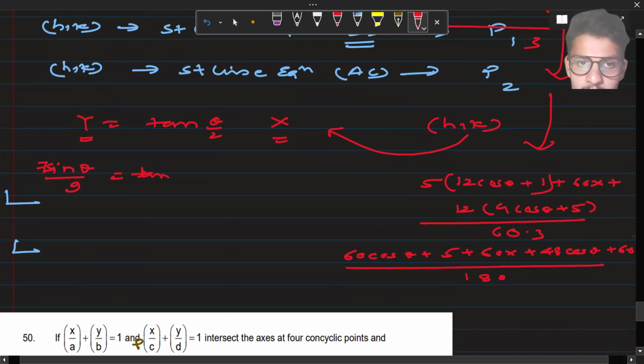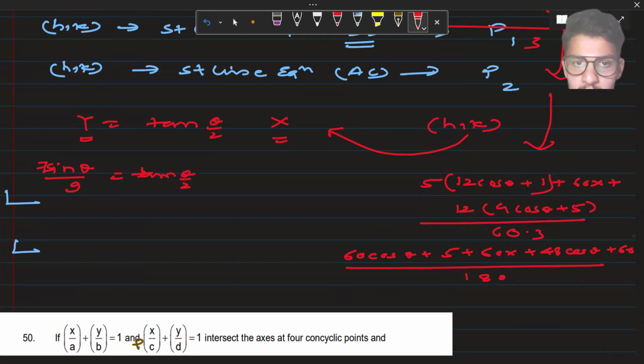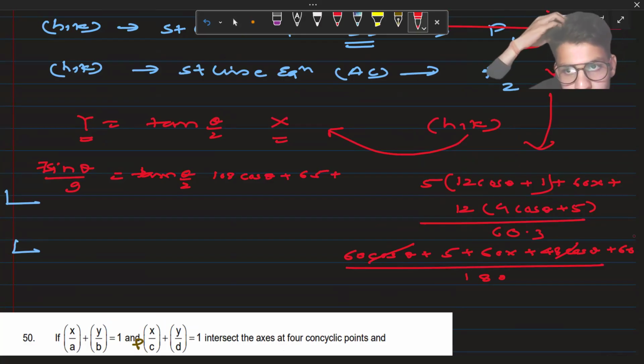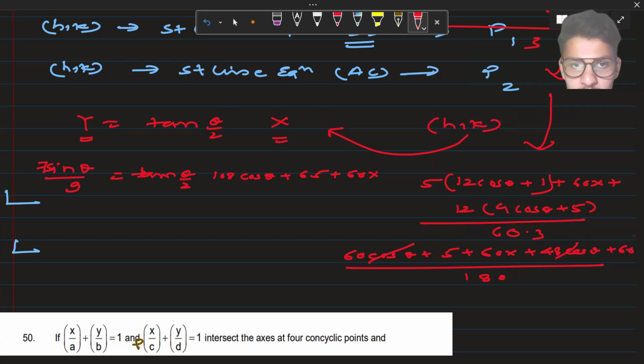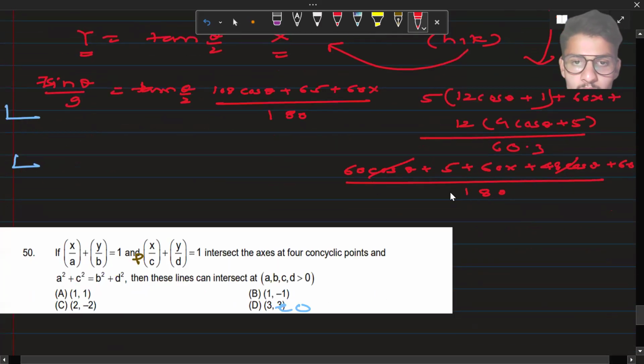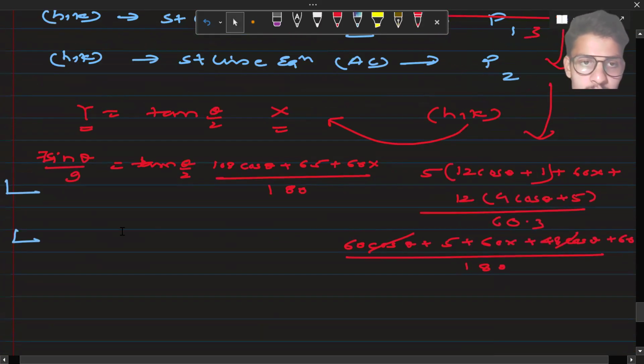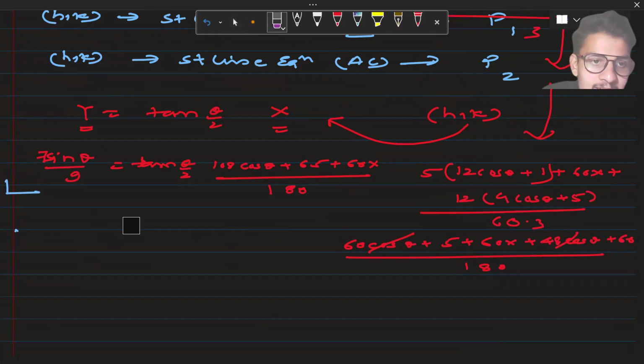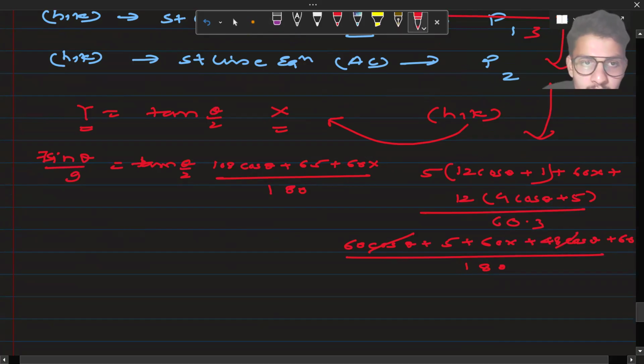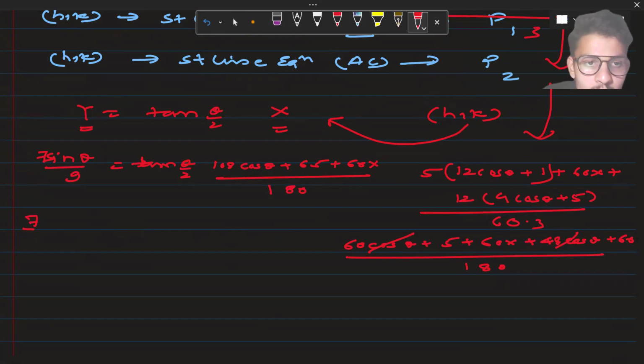So in this manner, what you will receive, 60 plus 108 cos theta. These both are solved already. Plus 65, plus 60x divided by 180. Okay. Now it's an advanced question, so you need to keep certain kind of patience. That's what it requires to solve an advanced problem.